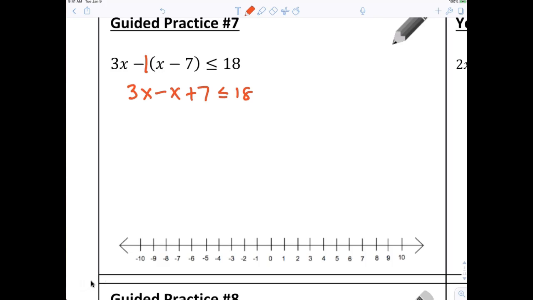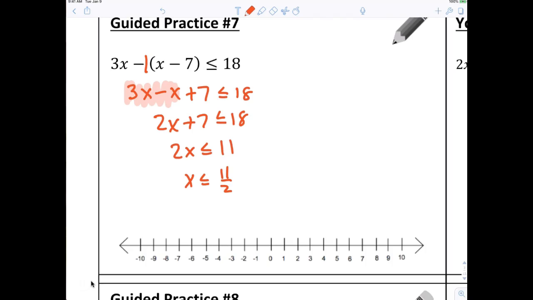Try to do it on your own. Now again, we're combining terms. So I have 3x minus 1x, 2x plus 7 less than or equal to 18. Come on, girls. 2x less than or equal to 11. So x is less than or equal to 11 over 2. Now, speak up if you're not sure where I'm getting 11 over 2 from. Everybody good?